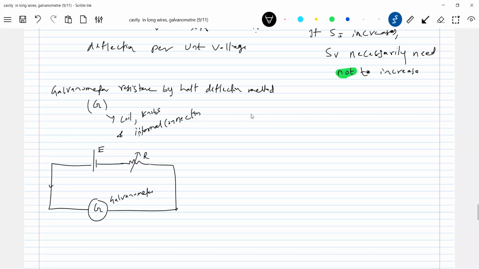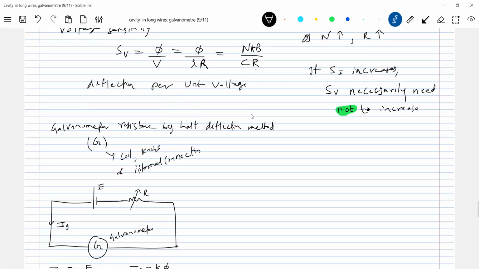Now I'll pass a current so that the deflection of the galvanometer is equal to I_G. I'll notice this deflection. So what is I_G equal to? You're going to write I_G is equal to E by R plus G. Just go back to Ohm's law, nothing to do. What is G now? Total resistance of the galvanometer. And we know this I_G is equal to K into phi. K is what is called the figure of merit.